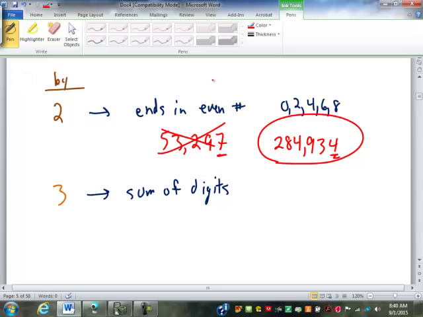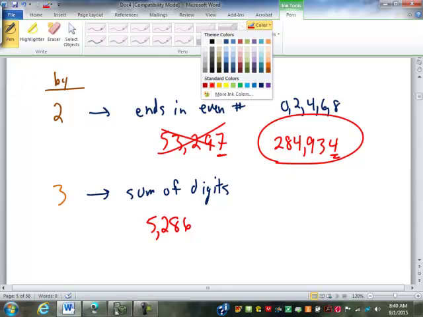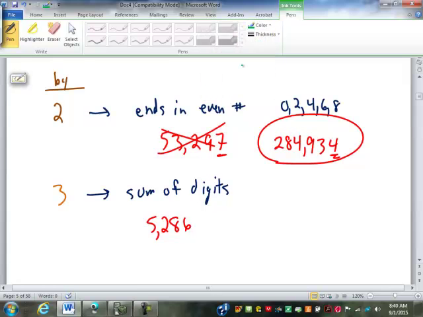Well, let's take 5,286. Now this ends in a 6. And some people think, well, the last digit is divisible by 3. Nope, that's nothing to do with it. What we do is we get the sum of the digits. What's 5 plus 2? 7 plus 8? 15 plus 6 is 21. Is 21 divisible by 3? Yes, so this whole number is divisible by 3.